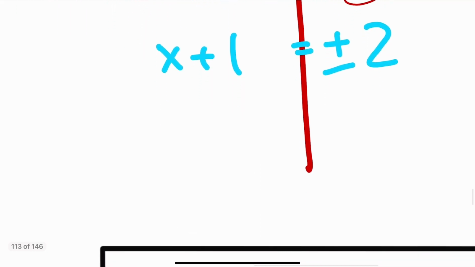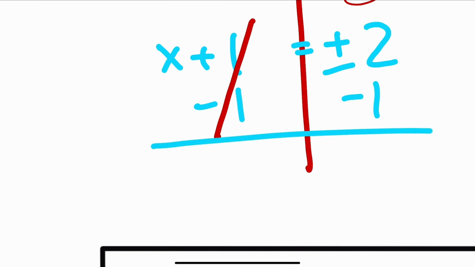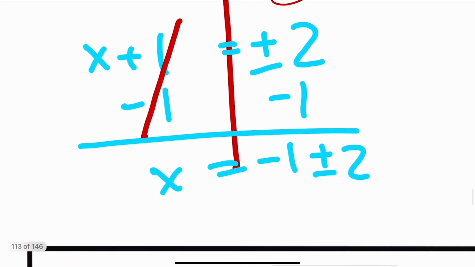I'm going to take a look. I have this plus 1 that is in my way because, again, my job is to get that x by itself. These will cancel. I'm going to be left with x equals -1 plus or minus 2. Oopsies. Plus or minus 2. And then I'm looking at this. I am seeing that there is no radical here. This is just a regular number. So I can finish this up.